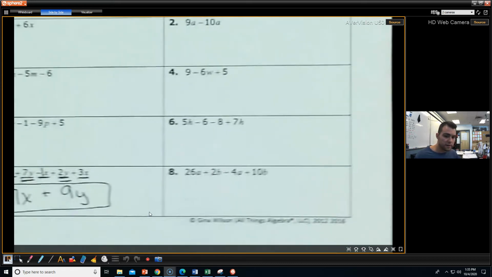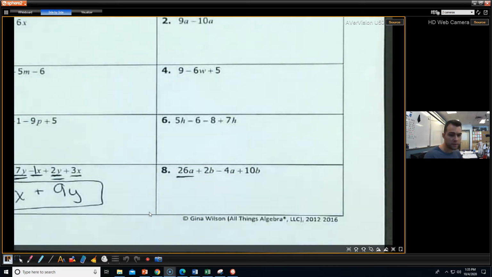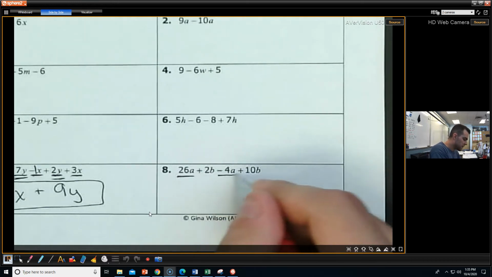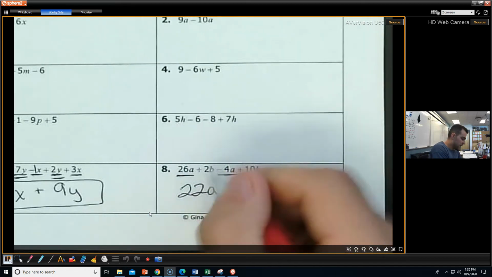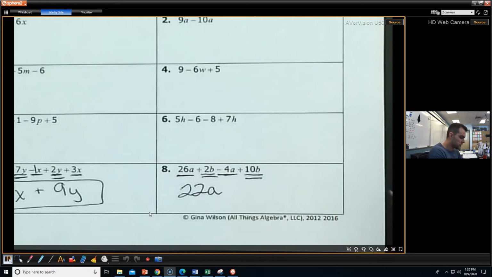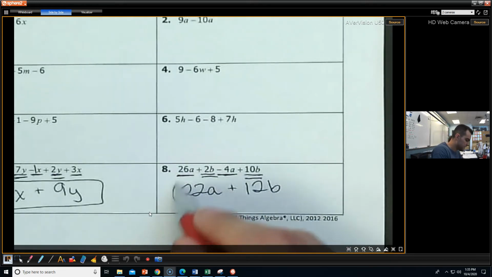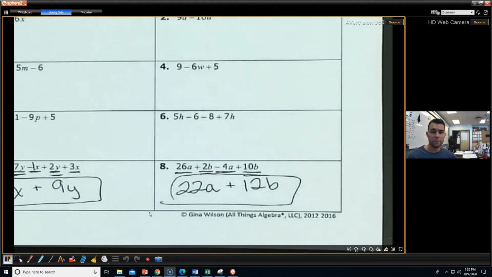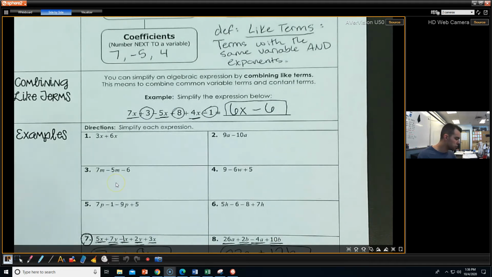Let's see it with number 8 now. Let's do another one like this. Number 8. So we have 26a. And then let's find the like term of that. That's going to be this negative 4a. So 26 minus 4 is 22, and then a. And now we have 2b, or not to be, that is the question. 2b plus 10b, we have 12b right there. And that is as simplified as we could possibly get with combining like terms. And that's all there is. So now that you've seen a couple of examples, let's do a couple of you tries on your own.